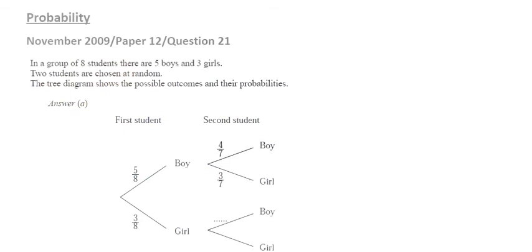Okay, now here we have another question of probability. This question is from November 2009, paper 1, question 21. According to the question, in a group of 8 students, there are 5 boys and 3 girls. So we have 5 boys and 3 girls. If we add them, in total we have 8 students.